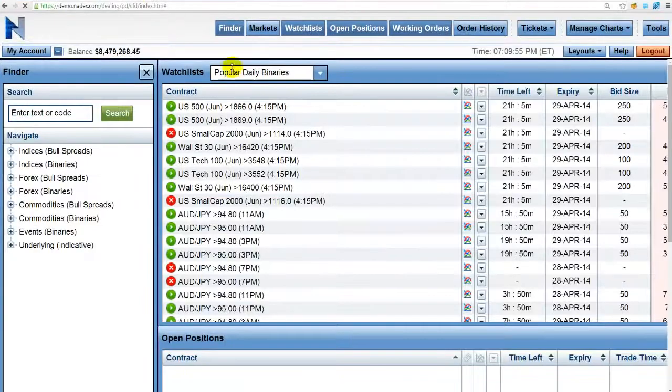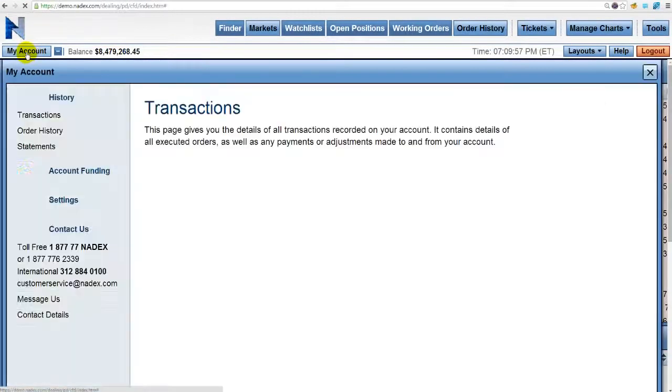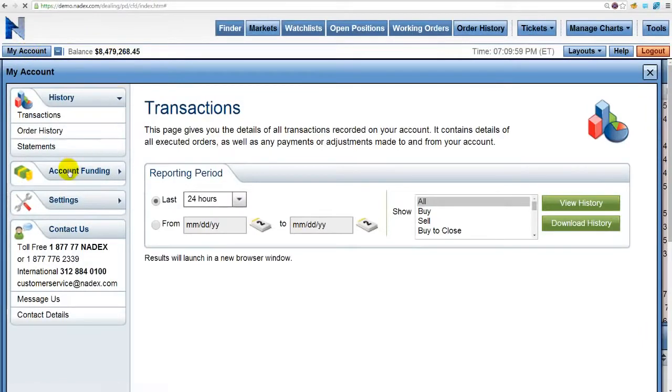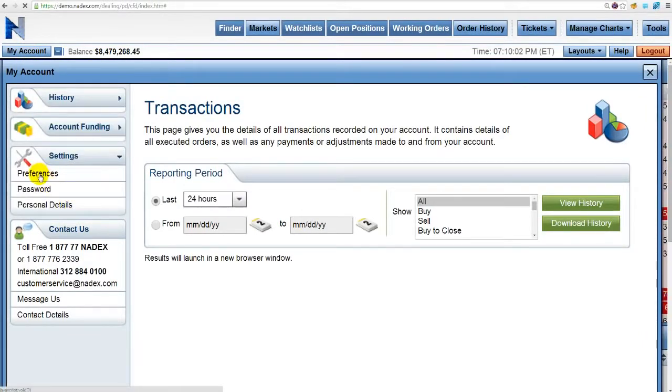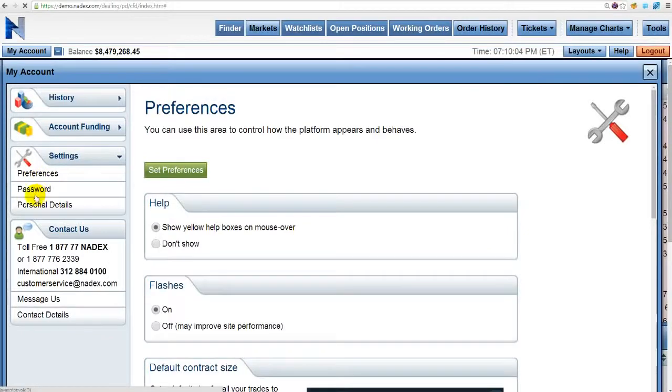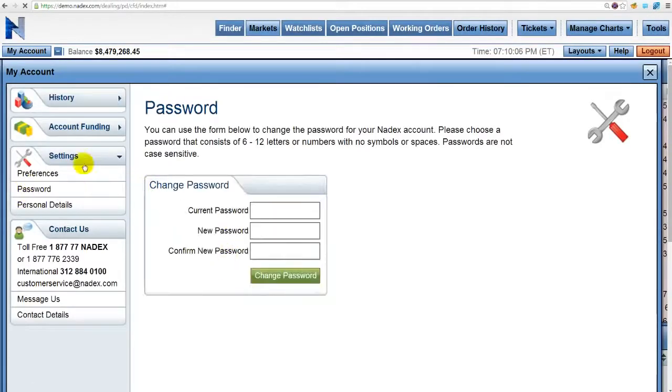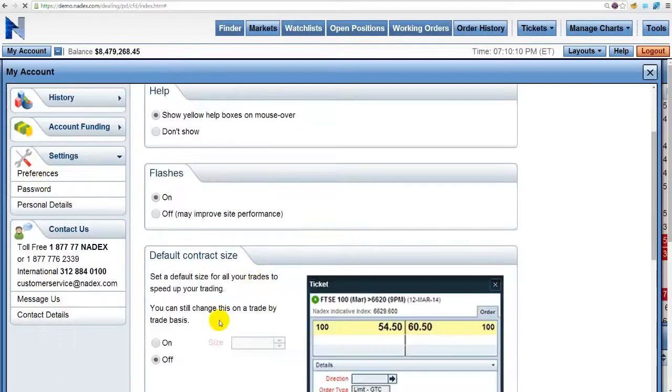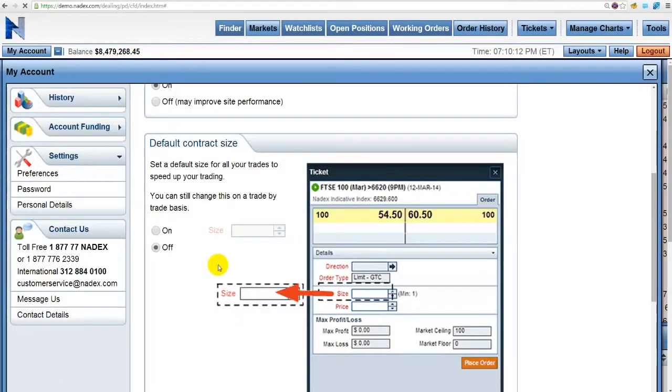This is what it'll look like when you log in. If you want to update your account, just go to My Account, then over here to Settings, and you can go to Preferences or Password right there. You can put in the one they gave you and update that. One of the preferences is default contract sizes, which you can turn on. It's a really cool new feature they've just added in. A lot of people don't know about that feature, so I wanted to make sure you were aware of it.